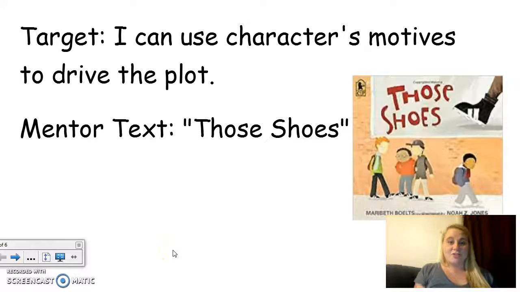I'm here to teach you a lesson on character motives. Our target for today is: I can use character motives to drive the plot. I use the mentor text, Those Shoes.